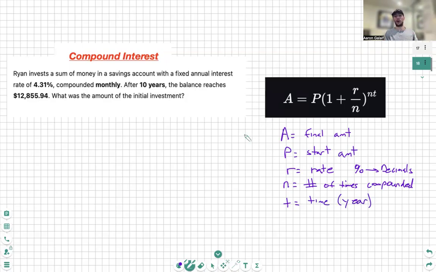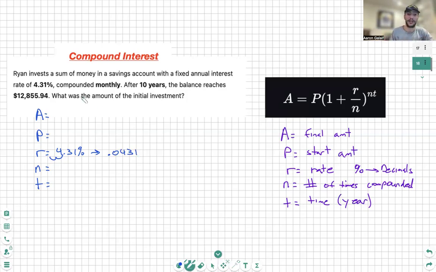So let's jump into this problem. The first thing we're going to do is label. We're going to read it and label what we have. We have A, P, R, N, and T. So Ryan invests a sum of money into a savings account with a fixed annual interest rate of 4.31%. Remember, I want it as a decimal, so I have to move it over twice. We can rewrite this now as 0.0431 as a decimal. Easy.